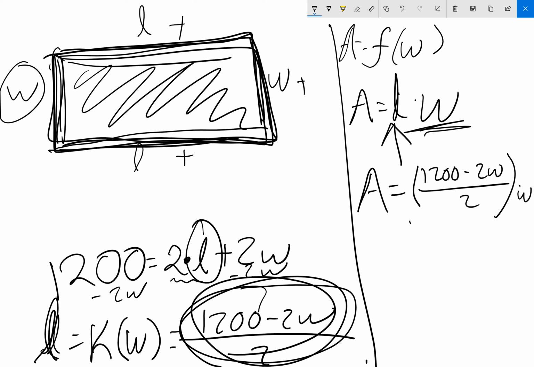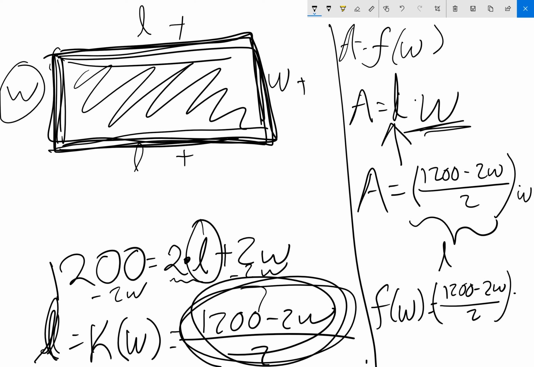Times W, because that's equal to L, right? So we would say f of W equals 1200 minus 2W over 2 times W. And like I said, you can simplify that further, but we're not going to do that right now. Okay, we're almost there, guys.